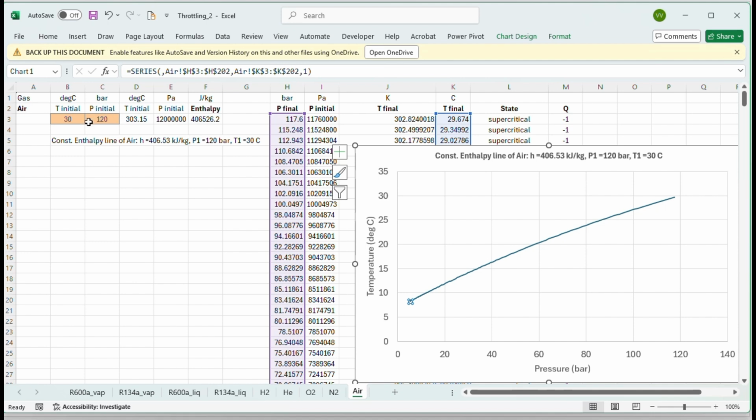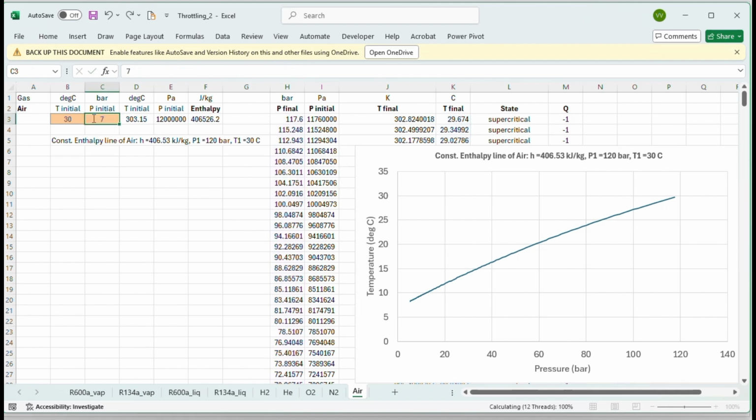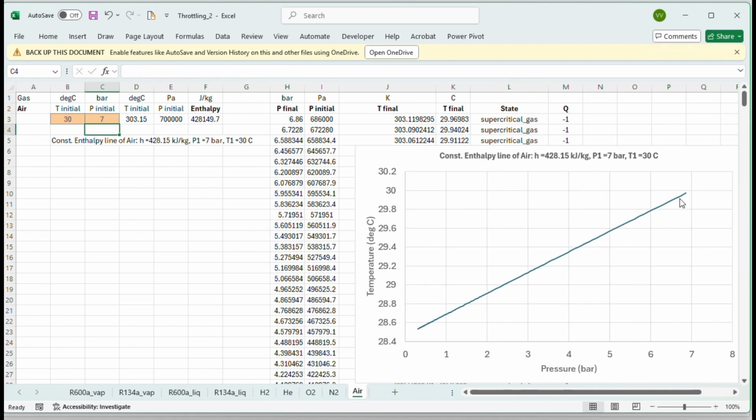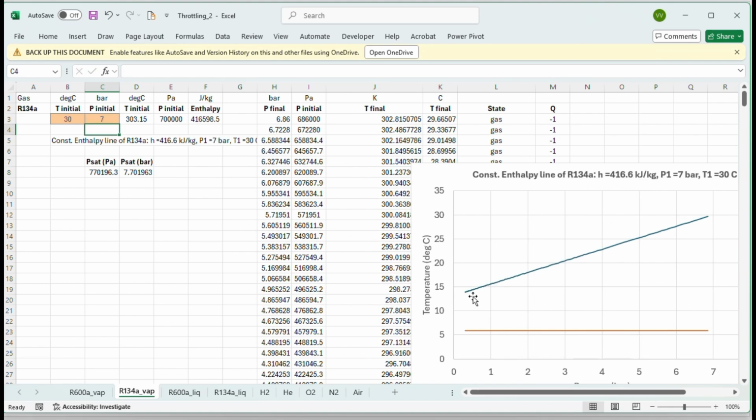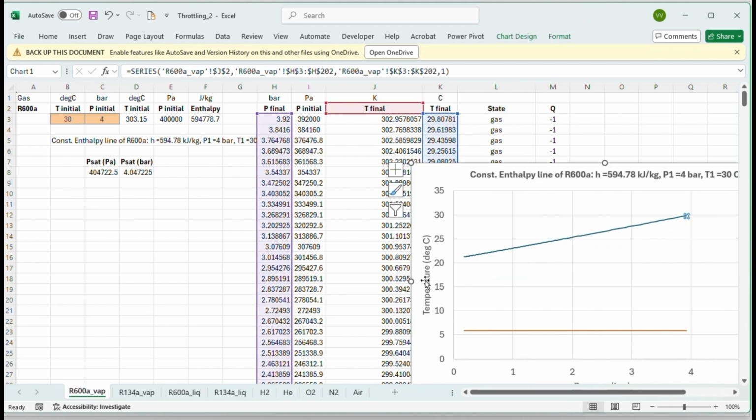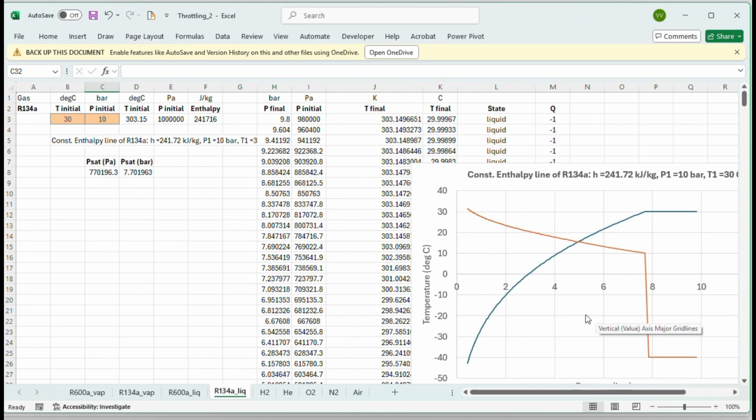If this was just 7 bar, the drop in temperature is not much. It's going from 30 to 28.6. Compare that to R134A at 7 bar, it goes from 30 to almost low 15. So these refrigerants do a better drop even if they are going in as vapor, but they actually go in as liquid. So what happens if they are going in as liquid?